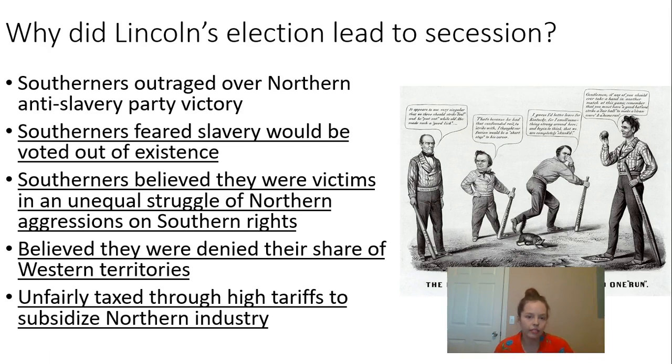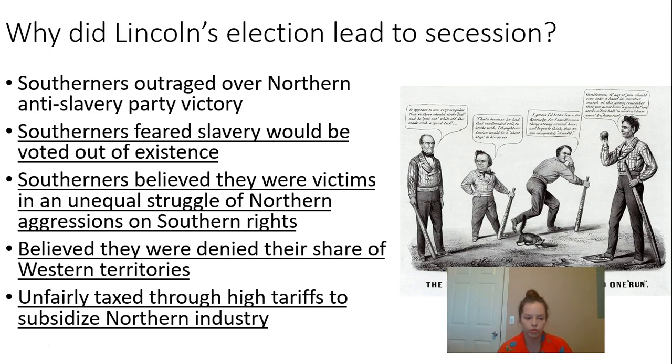Looking into why did Lincoln's election lead to secession? So the Southerners were, of course, outraged over a Northern anti-slavery party victory, and this was because the Southerners feared that slavery would be voted out of existence with Lincoln's election. The Southerners also believed that they were victims in an unequal struggle of Northern aggressions on Southern rights, so saying that the Northern majority was imposing and oppressing the Southern minority as far as their rights.